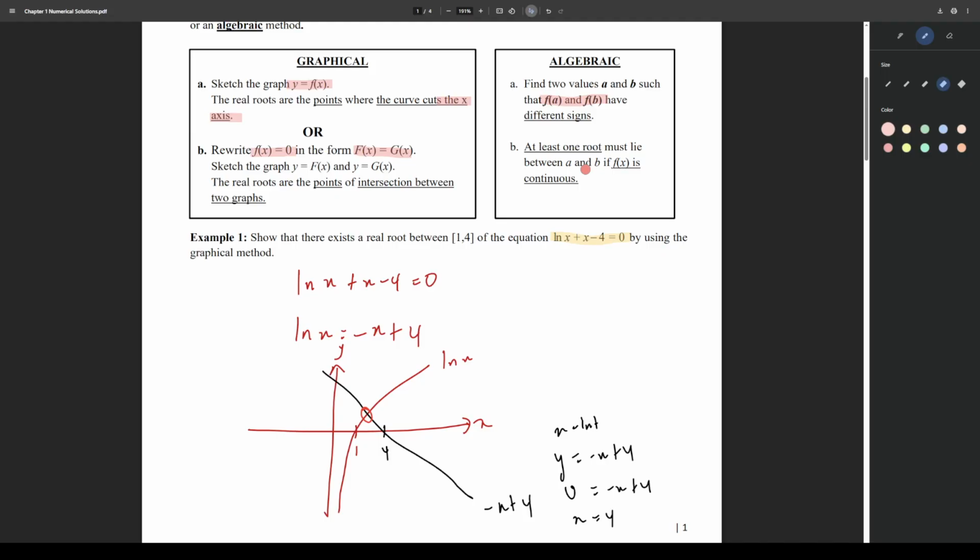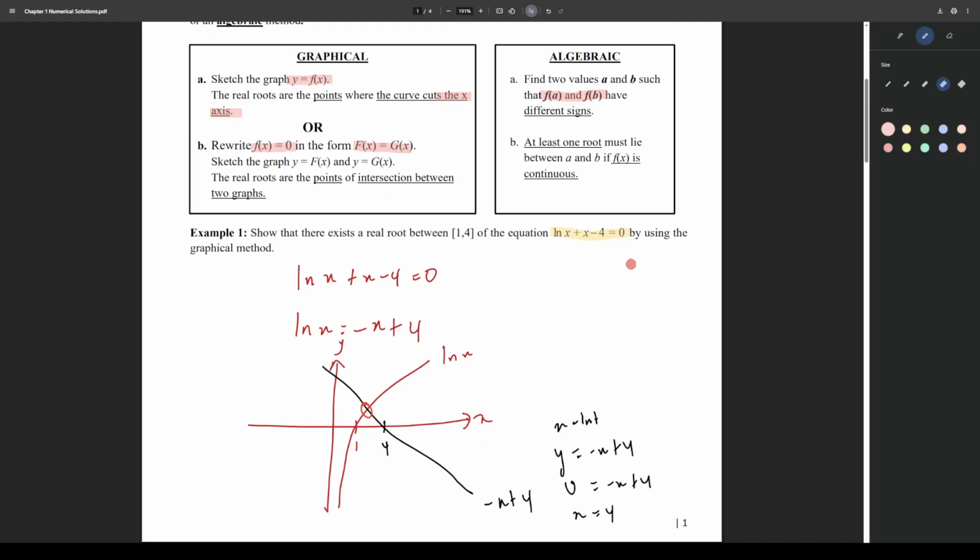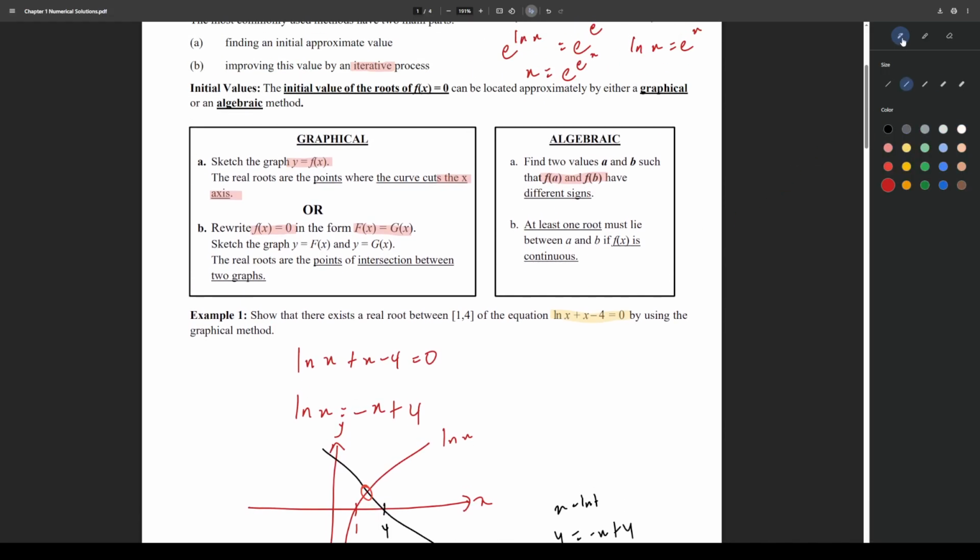Continuous kamu dah belajar dah. Last semester we have learned what does it mean for a function to be continuous. Okay, so essentially kamu tak perlu prove dia continuous. Essentially continuous ni kamu boleh sketch graph tu without lifting your pen kan. Itu masuk continuous. Okay. So kalau ada different sign, satu positif satu negatif, mesti ada at least one root lah.